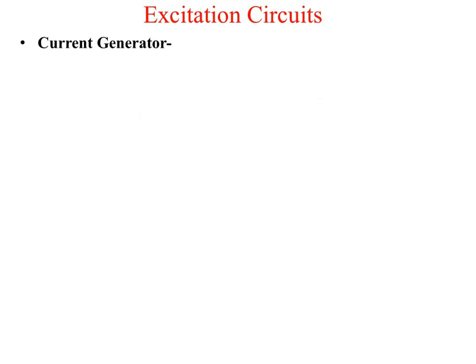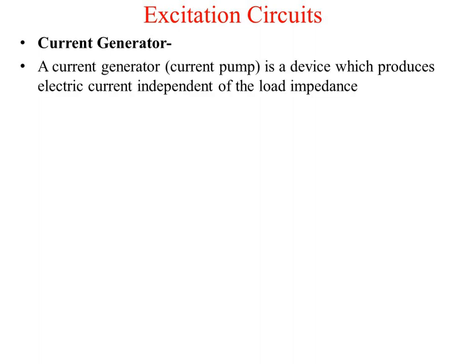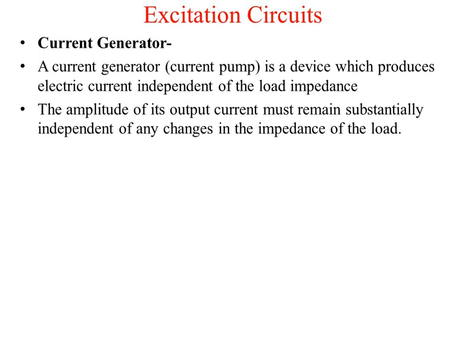So the current generator. What is a current generator? A current generator is a device which produces an electric current independent of load impedance. That means whatever your load impedance may be, your output current remains constant irrespective of change in load. This is what we are expecting. We simply call a constant current source a current generator. The amplitude of its current remains substantially independent of any changes in impedance of the load.